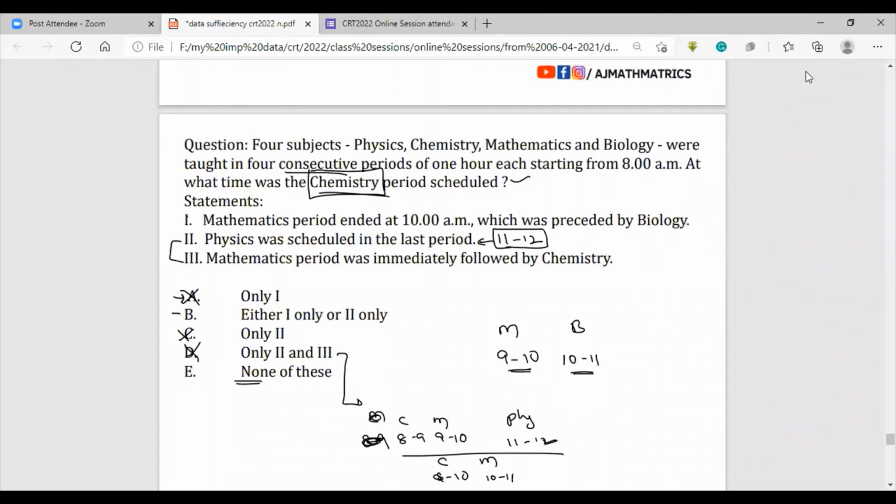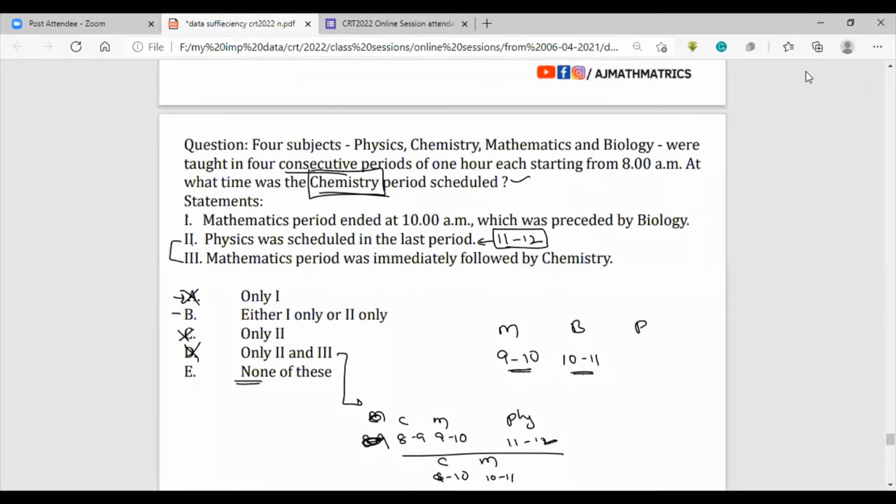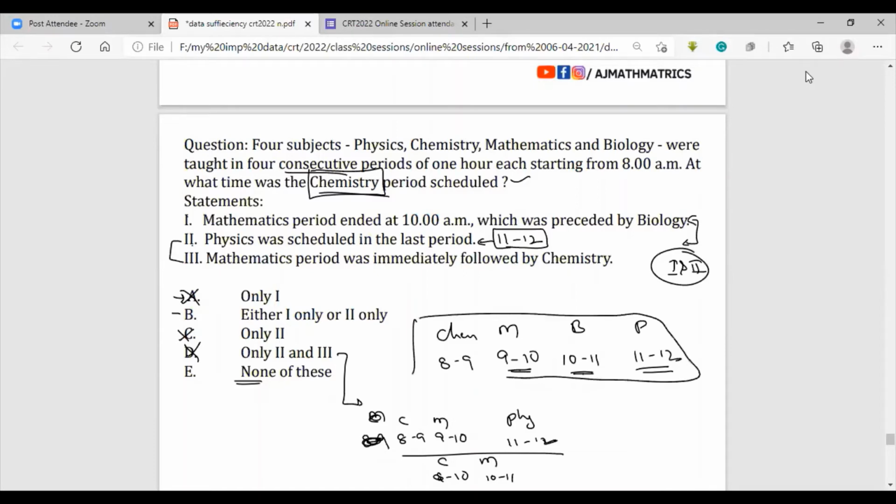Now I'll combine everything. If I combine everything, will I get the answer or not? The first information says mathematics is 9 to 10 and biology 10 to 11. And 2 says physics was scheduled in the last period, 11 to 12. See, 4 subjects, 3 subjects' times are very clear. So obviously chemistry will be 8 to 9. So only 1 and 2 together are sufficient. Combining 1 and 2 is sufficient to get the answer, but that is not there in the options. So the option is C.